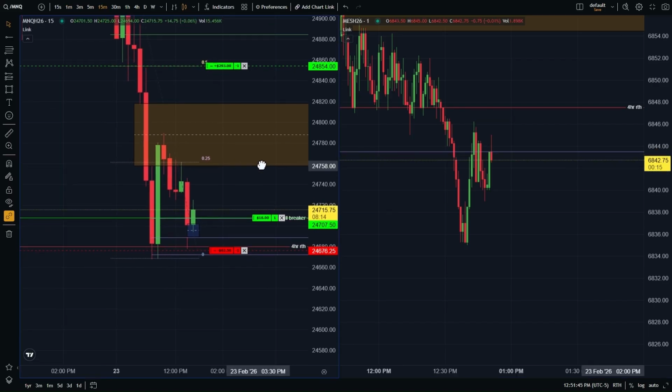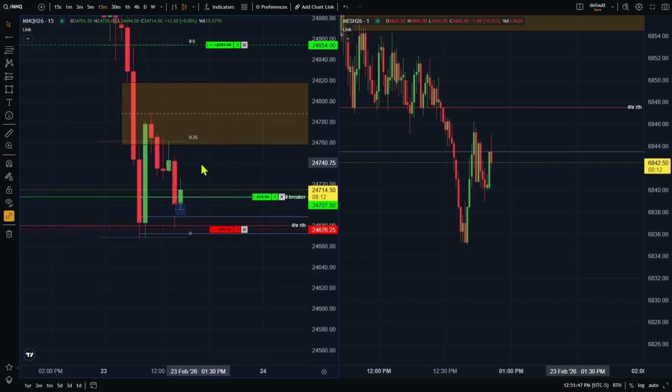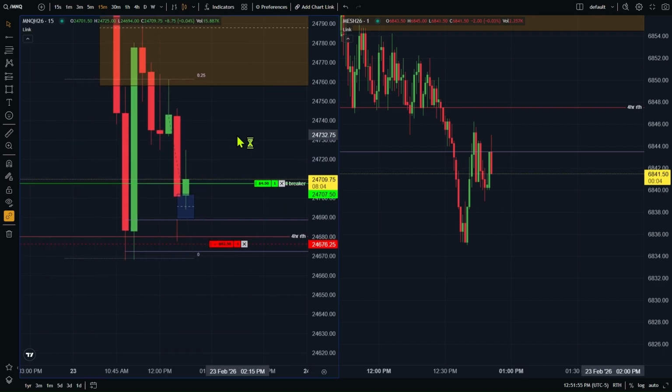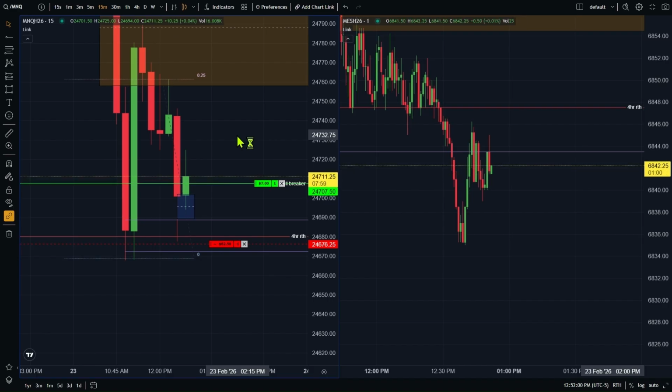Could just dance here in a range from now till closing time. So normally, I would have already moved my stop to break even, and I would have been getting stopped out about right now. But I am going to let it take my stop if it wants to. I am not moving it. It's in a good location. It's there for a reason.